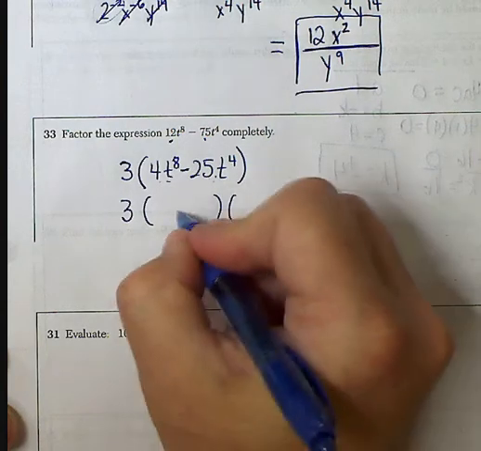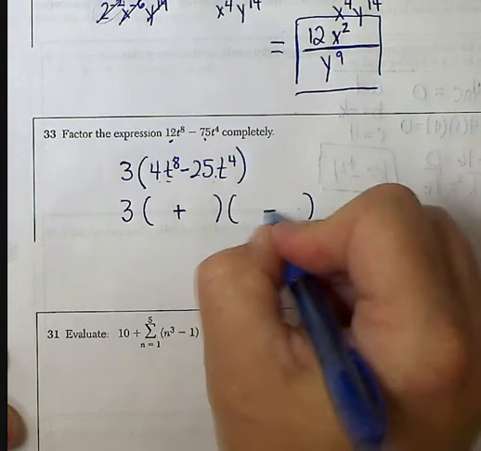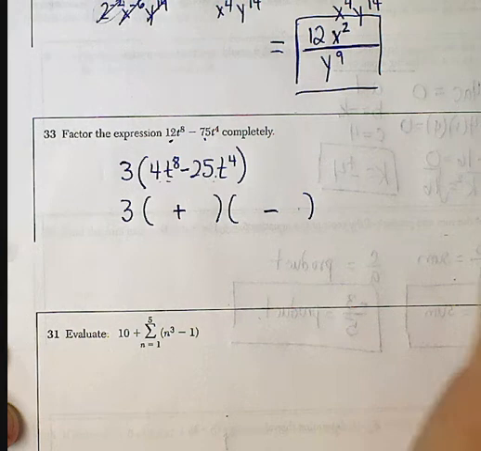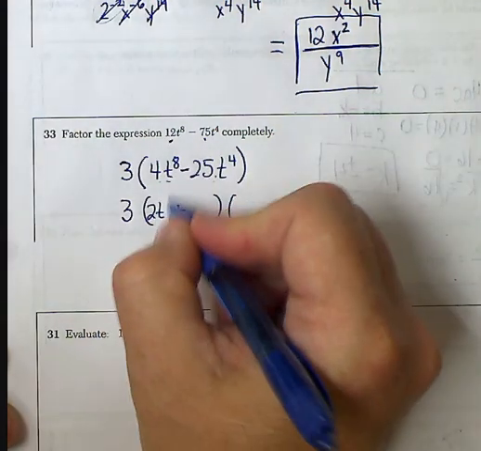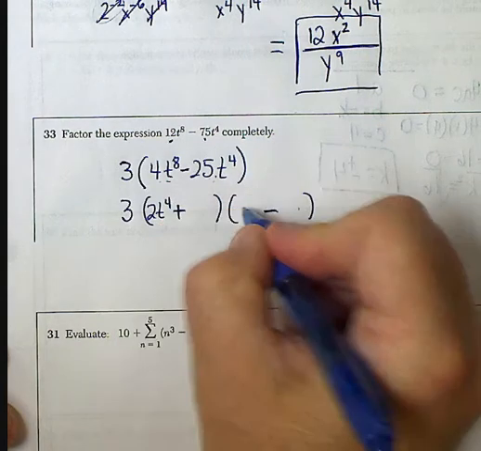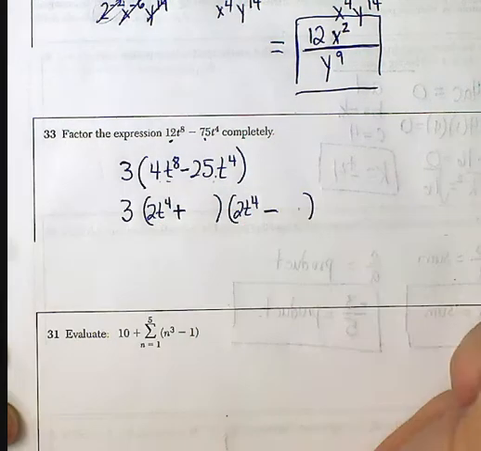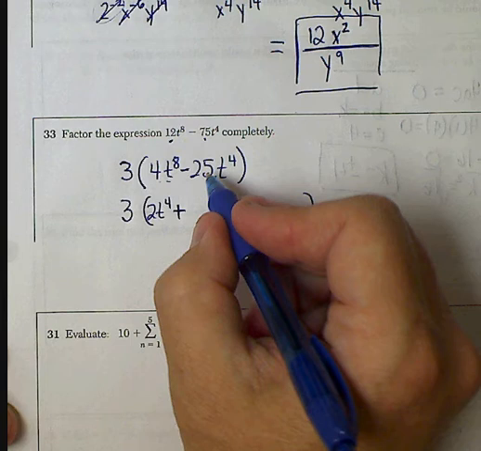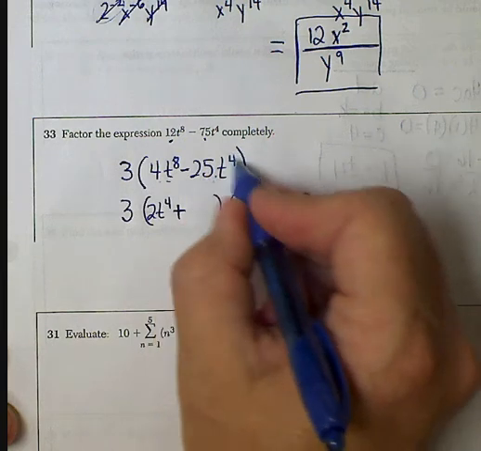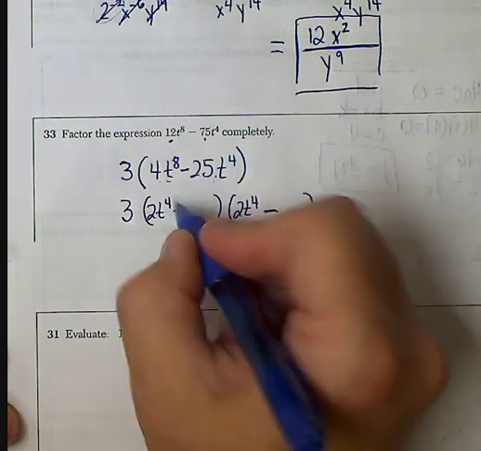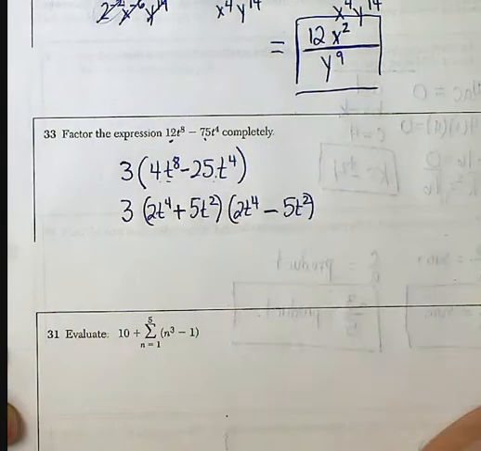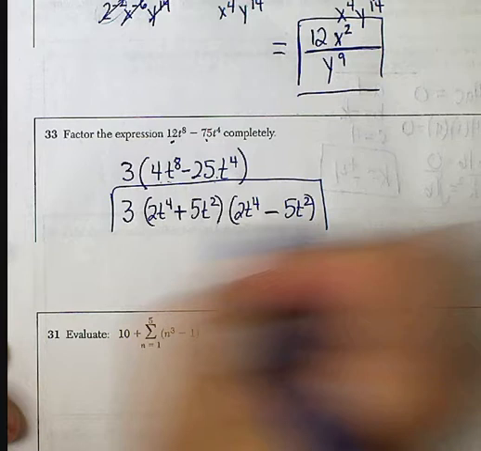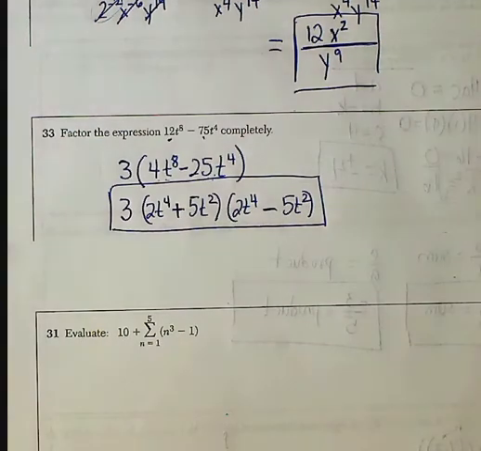Difference of two perfect squares by definition is going to factor into two binomials. The first binomial is going to be the square root of the positive term. That's 2t to the 4th, 2t to the 4th. And the second term is going to be the square root of that negative term, 5t squared, 5t squared. That's about as far as we can go in this case.